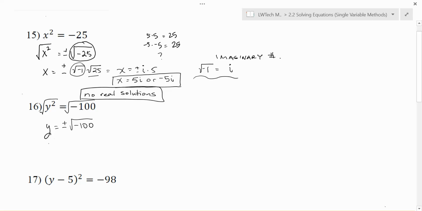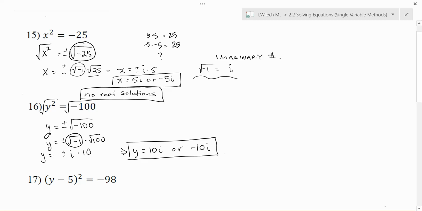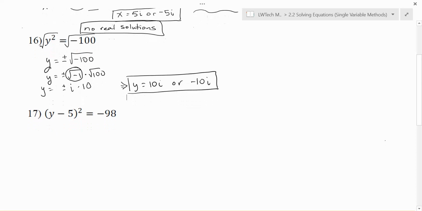100. I don't like the negative in there, so think of that as the square root of negative 1 times the square root of 100. The square root of negative 1 is just i, and the square root of 100 is plain old 10. So I can think of this as two solutions, positive i times 10, so we get y equals 10i, and negative i times 10, so negative 10i. These would be our imaginary solutions, and there are no real solutions for this particular value when I go into it. Now, these can come up even in more complex equations.